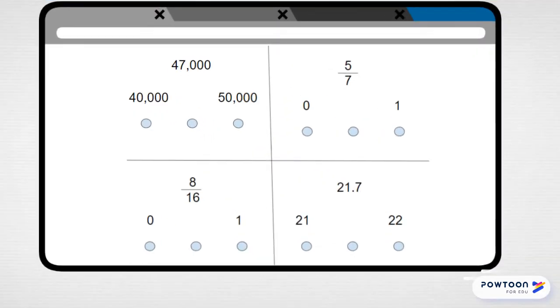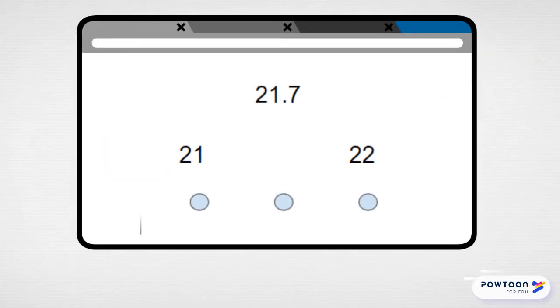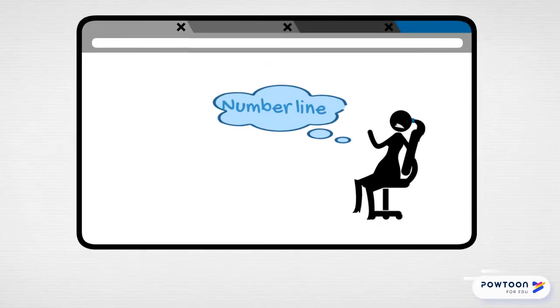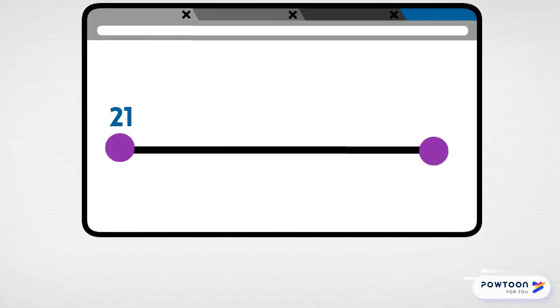Let's look at one more problem together. Let's look at the one with 21 and 7/10, then 21 and 22. Do you remember what strategy we used to solve the last problem? That's right, we just imagined a number line in our head. Here I have my number line with 21 on one side and 22 on the other. I have to figure out where 21 and 7/10 would be.